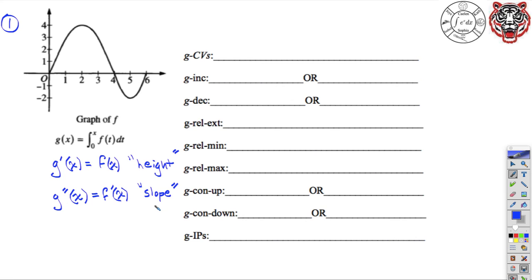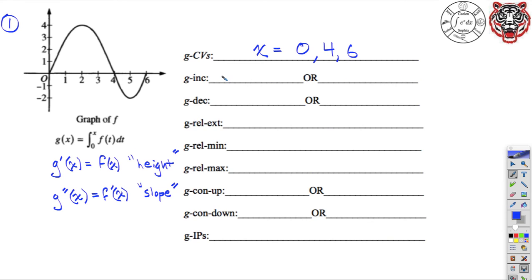Okay, gotcha. All right, so for CVs, the definition of a CV is where g prime is equal to 0 or does not exist. So therefore, the height is 0 or does not exist where? At x equals 4. Where else is it 0? 6. And 0. There they are. All right, where is g increasing?